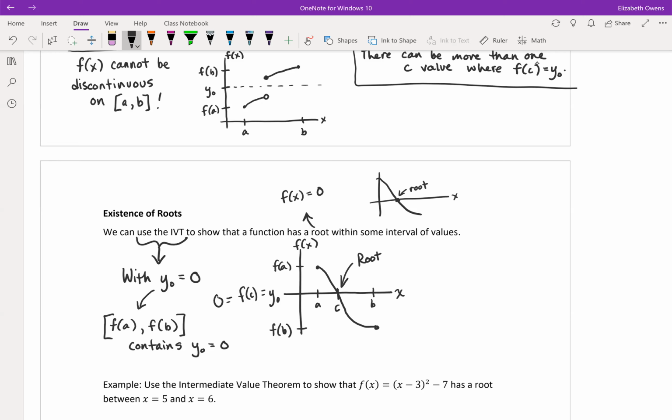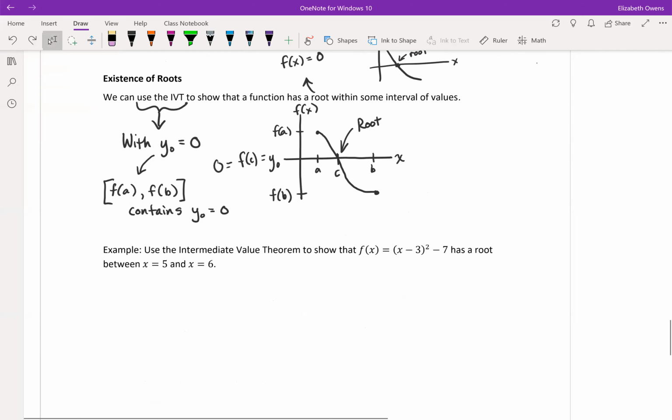So this is what we're going to do. We need to show that one of the x values has a positive y value, and one of them has a negative y value, and that the function is continuous. So that's what we're going to do here in our example. Use the intermediate value theorem to show that f of x equals (x minus 3) squared minus 7 has a root between x equals 5 and x equals 6.